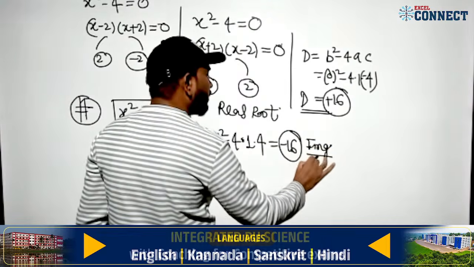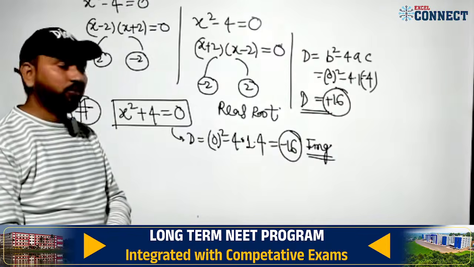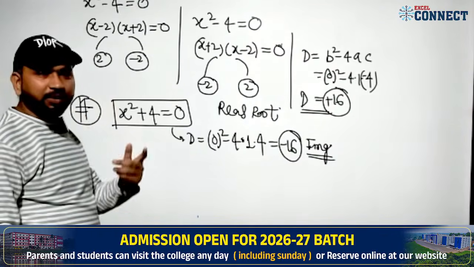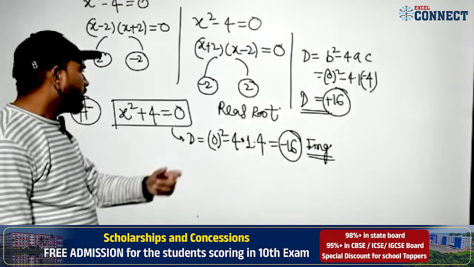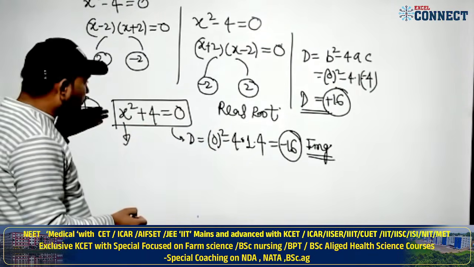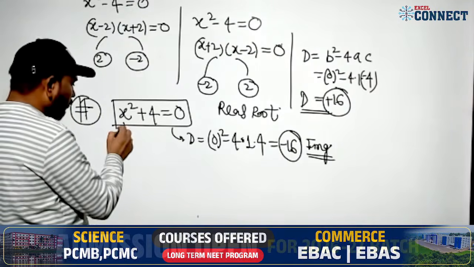Imaginary means no real root. But mathematicians think about why I can't solve this question. No real root means no value of x satisfying this equation. It is not satisfying actually.